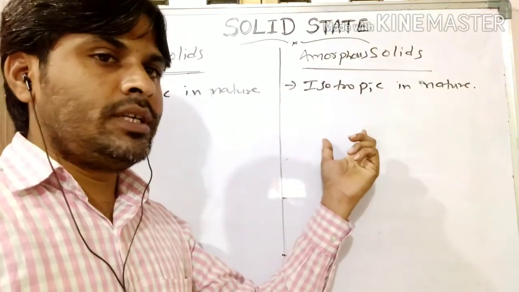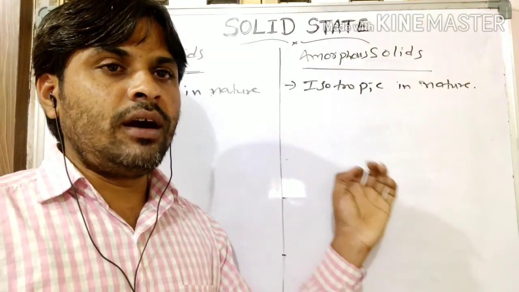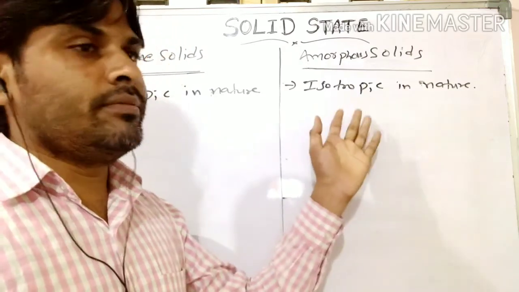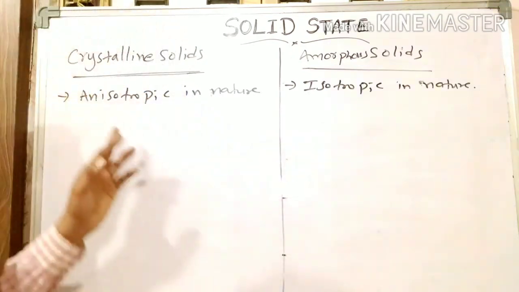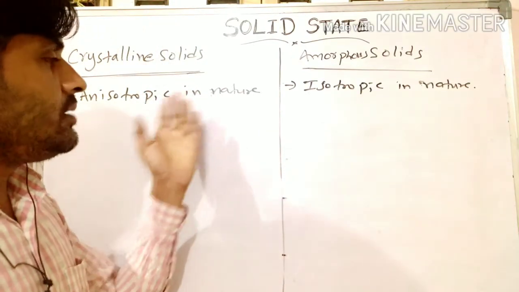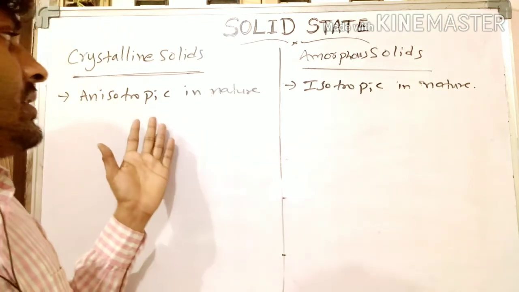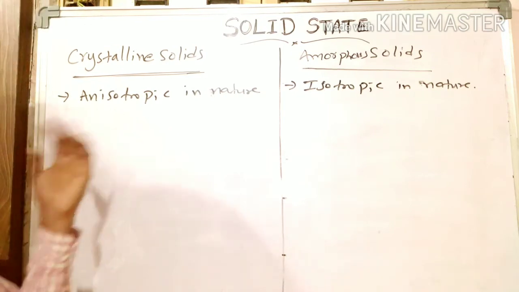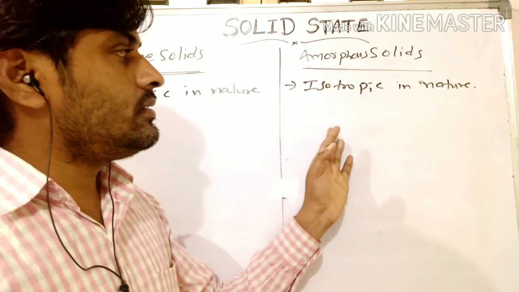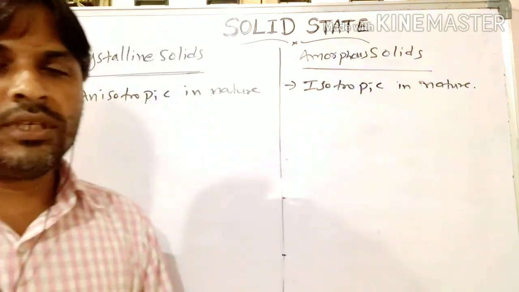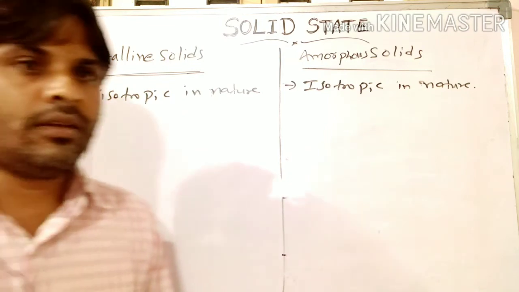That's why amorphous solids are called isotropic in nature. Now anisotropic in nature: some physical properties like electrical resistance and refractive index have different values in different directions. That is called anisotropic. So crystalline solids are anisotropic in nature, amorphous solids are isotropic in nature. These are the major differences between crystalline and amorphous solids. Okay.